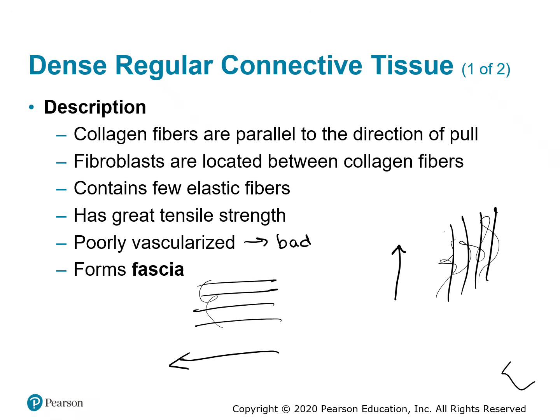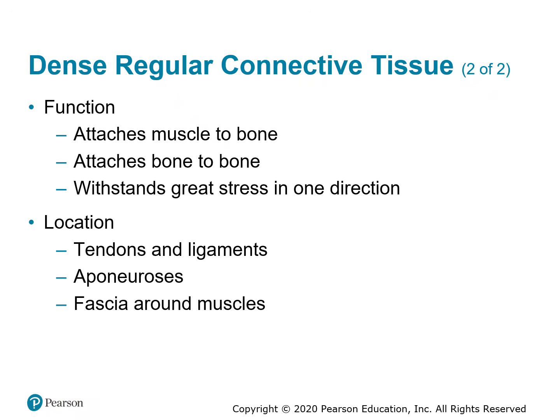Bad blood. These dense, regular connective tissues are things that attach muscle to bone. That is also called a tendon. And things that attach bones to other bones are called ligaments. That's why when you pull a muscle, it takes a while to heal, no matter how old you are. It takes a little while for that pulled muscle to heal, because those connective tissues are not very well vascularized.